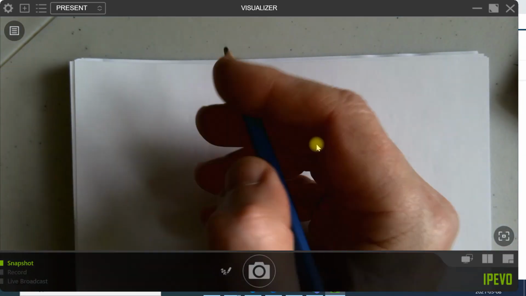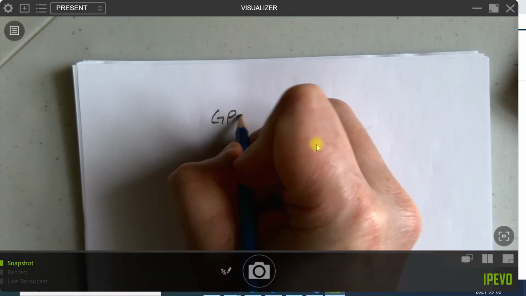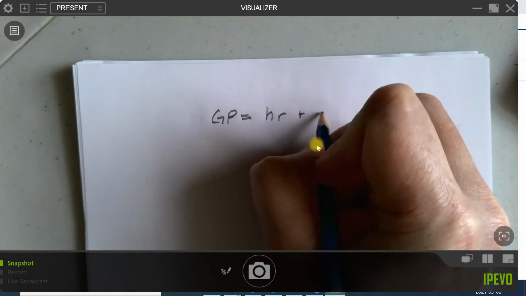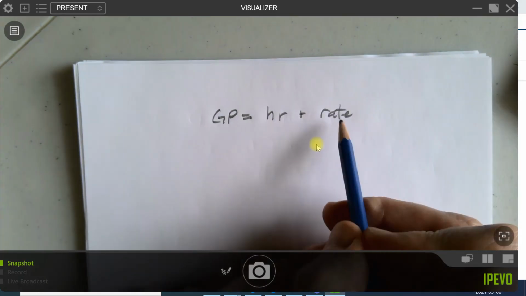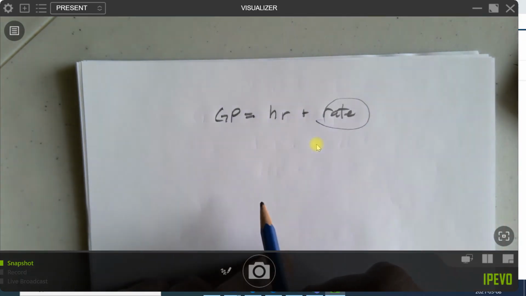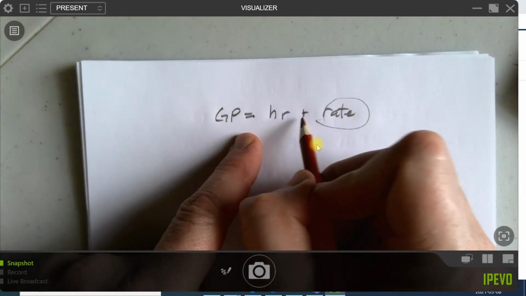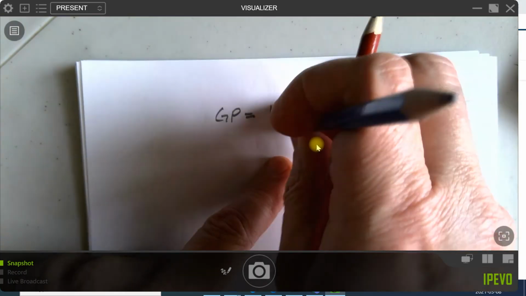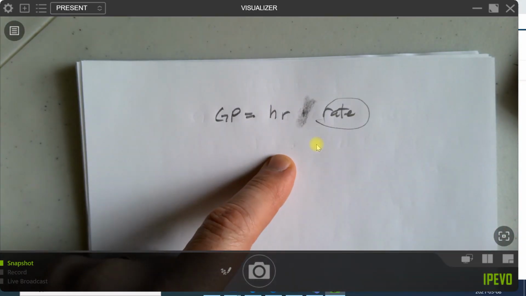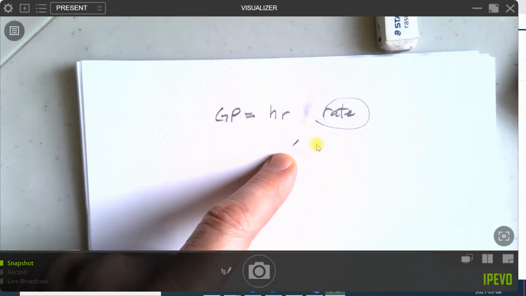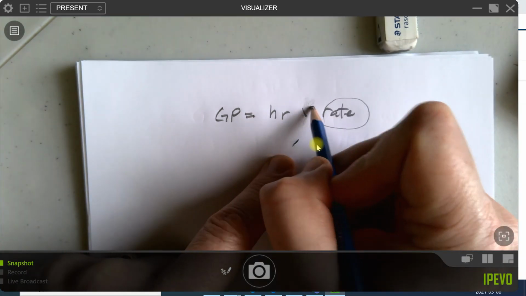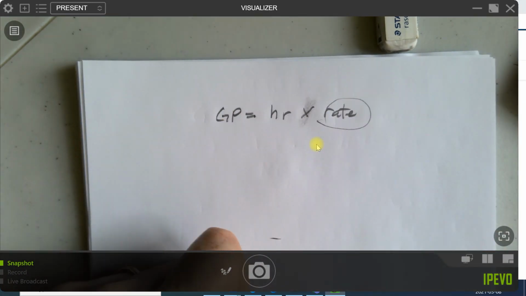So again, I'll do that again. Gross pay is equal to hours times your rate of pay. If I want to find, that's what we have to find is the rate of pay. How do I get rid of the hours on this side? So it's times hours. Remember, that's the times symbol. Hours times rate. So how do I get rid of hours on this side?